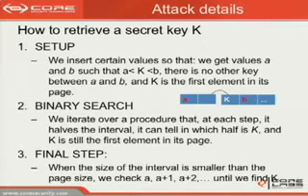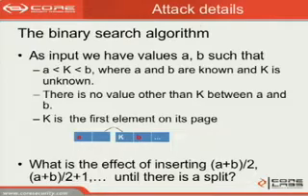So let's see how the binary search works. This is almost a proof that our algorithm succeeds, and it will help to estimate the complexity of the algorithm. So let's assume that we are in this situation. K is between A and B. A and B are known to the attacker. There are no values between K and B. K is the smallest value in a leaf.